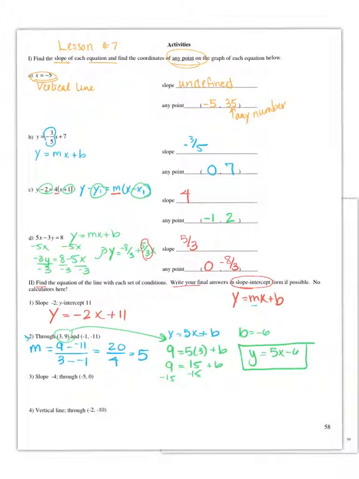In the next problem, we're given a slope and a point, so we can immediately put in our slope and find b. We're going to put in our point, -5, 0, to find b.